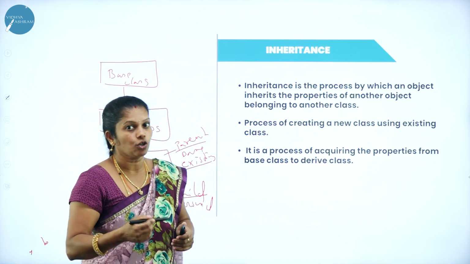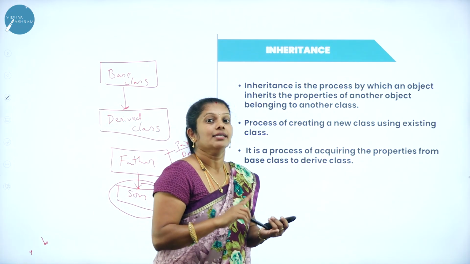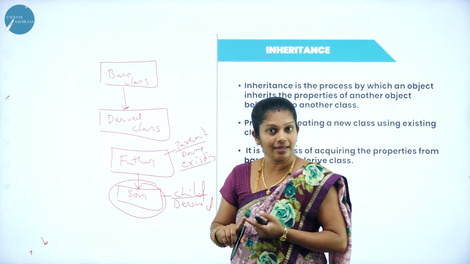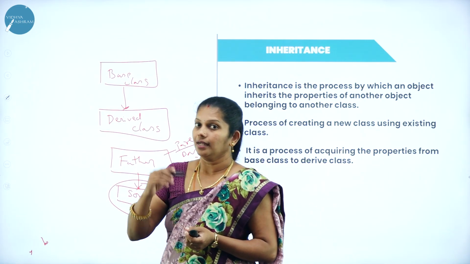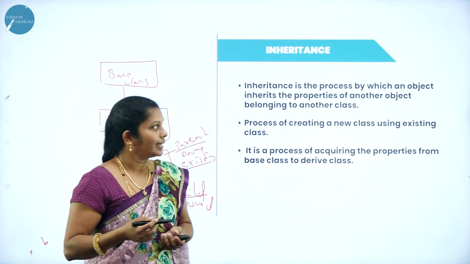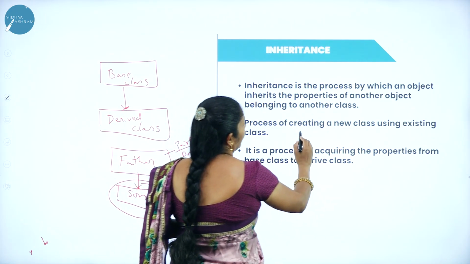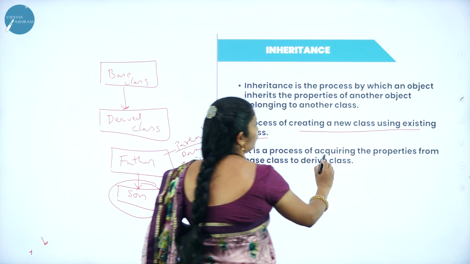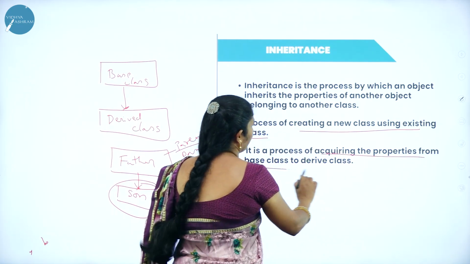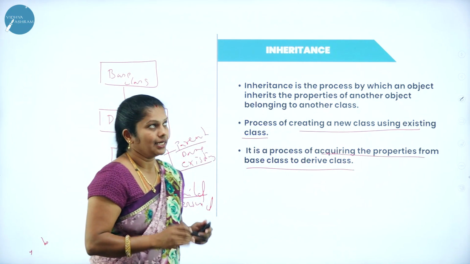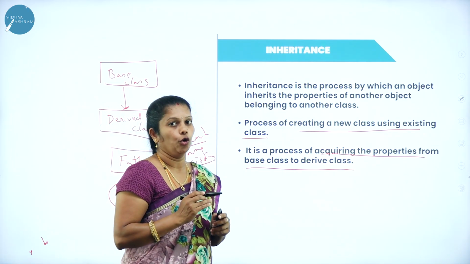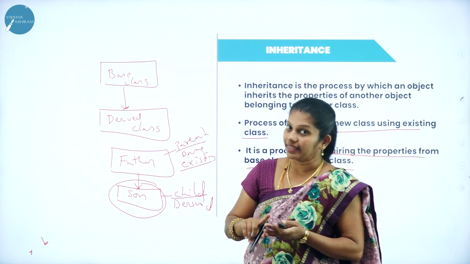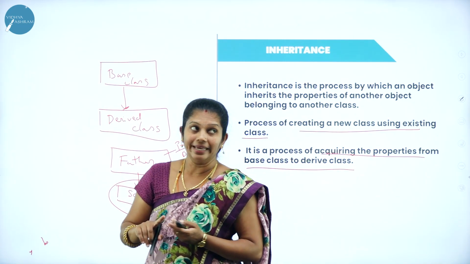When we come to types of inheritance, there are several types: single level inheritance, multi-level inheritance, multiple inheritance, hierarchical inheritance, hybrid inheritance, like that. Inheritance is a process of creating a new class using an existing class. It is a process of acquiring the properties from the base class to the derived class. These are some of the features of OOPS. Now you come to know what we mean by class, object, data encapsulation, then inheritance.